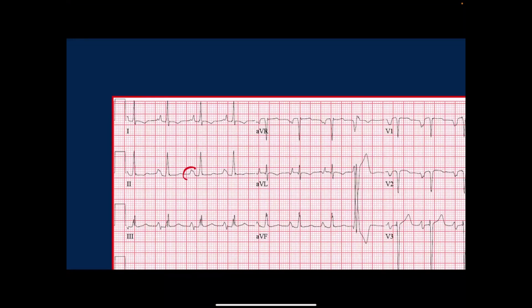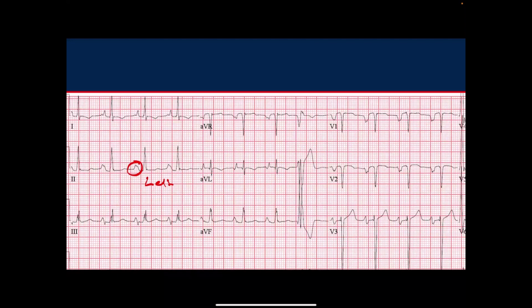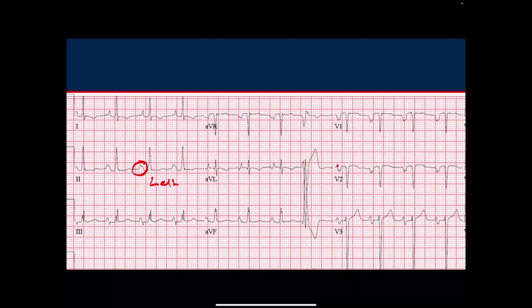Okay, here which sign do you see? The M notch. Yeah, so this is left atrium, right? Right, check V2 as well. What do you see? Inverted, negatively. Yeah, so also left atrium, right? Okay, what about V1? Same.